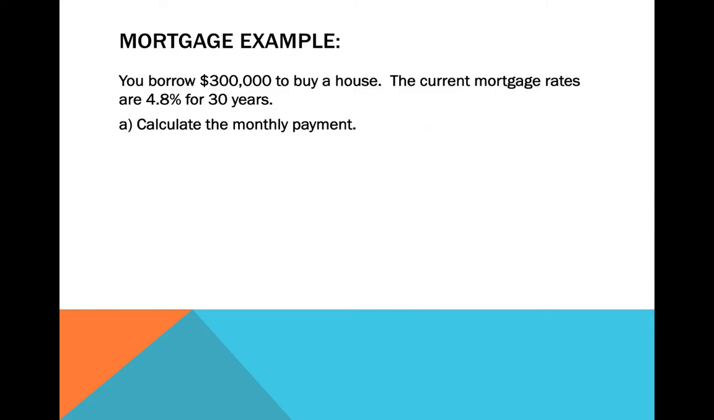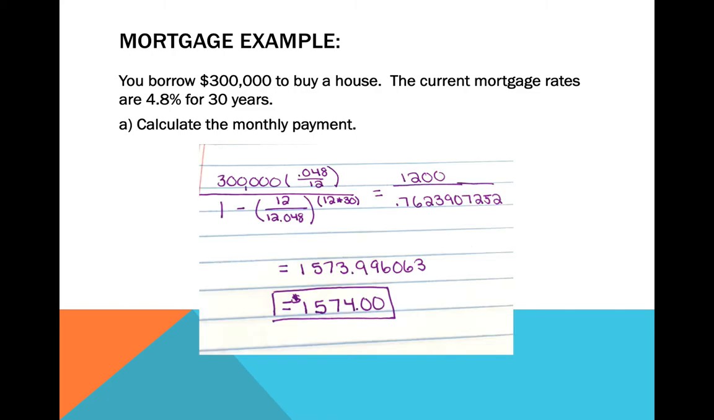So here's an example of a problem. We're going to borrow $300,000 to buy a house, and the current mortgage rates are about 4.8% if we're borrowing for 30 years. So the first thing I'm asked to do is to calculate the monthly payment, which you see I've done here. We borrow $300,000, that's the P. The interest rate is 0.048, so you see in the numerator $300,000 times, in parentheses, our interest rate divided by 12. And then the denominator.